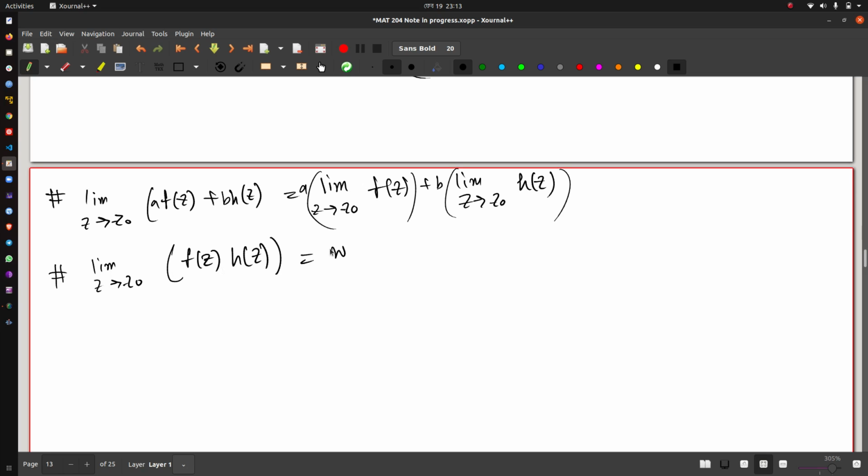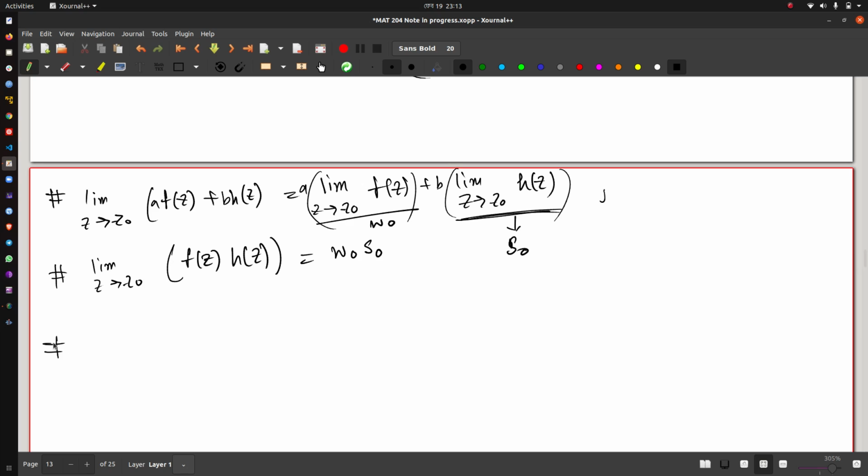This would be just, let's say, w and s naught, where s naught is just this, the limit of z going to z naught of h of z. This is written as s naught, and this is written as w naught, so on and so forth. So this is the theoretical discussion of limits.